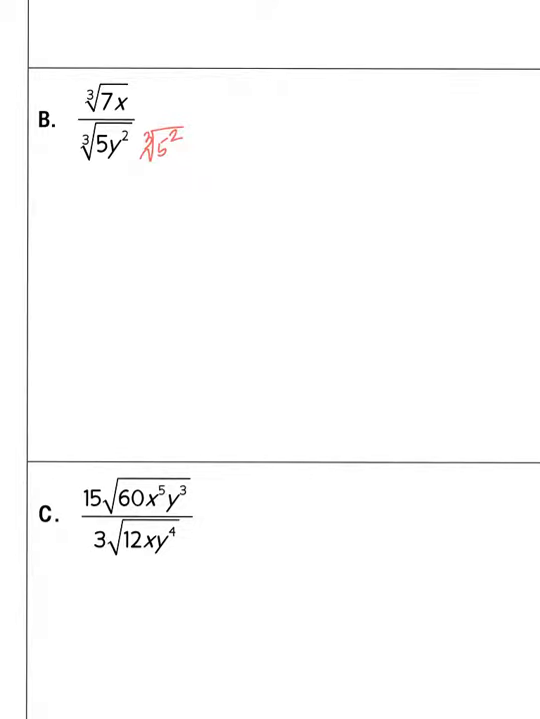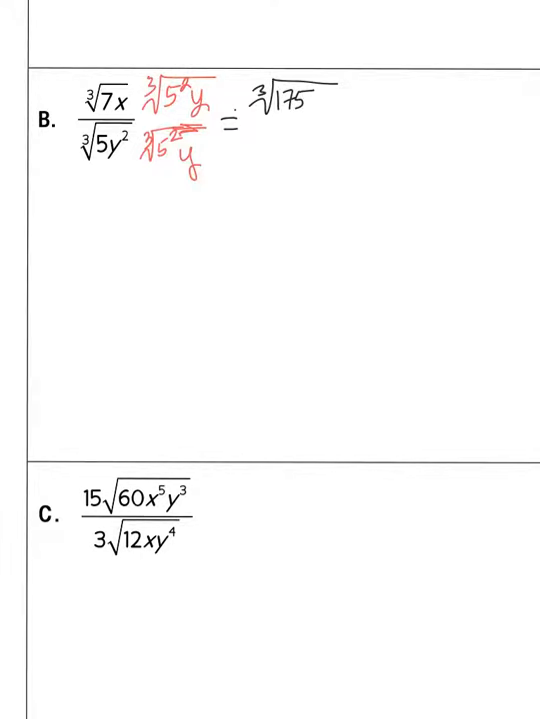So the y, I have 2 y's, so I only need 1 more y to make that a perfect cube. So then what I multiply the denominator by, I have to multiply the numerator by. So I'm going to multiply it by 5 squared y. And so I get 7 times 25, which is 175. So I get the cube root of 175.